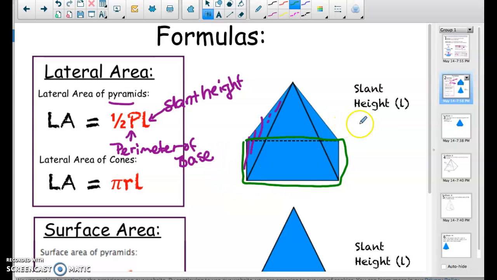Okay, and then you also need to find your slant height. And the slant height is if you were to slide down the middle of the face of this pyramid, remember. If you were to slide down the center, that's your slant height. Now, lateral area for a cone is very, very similar.